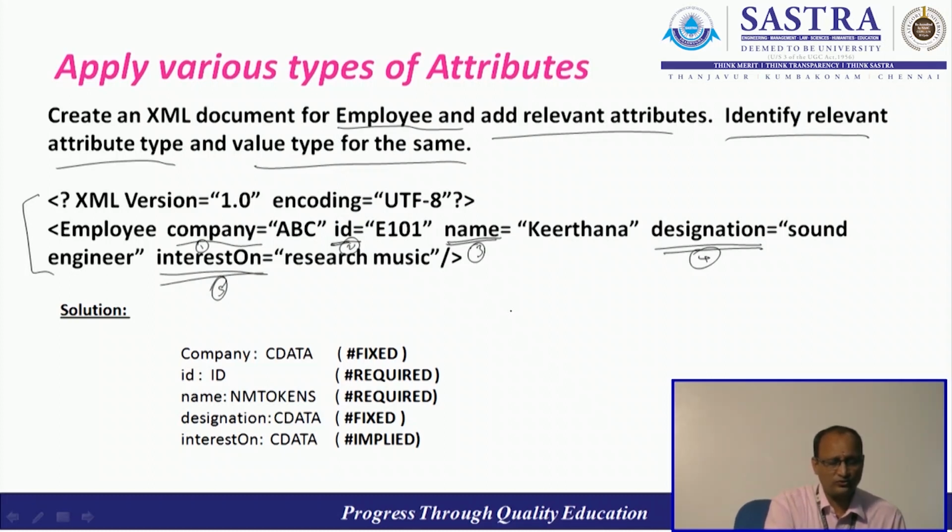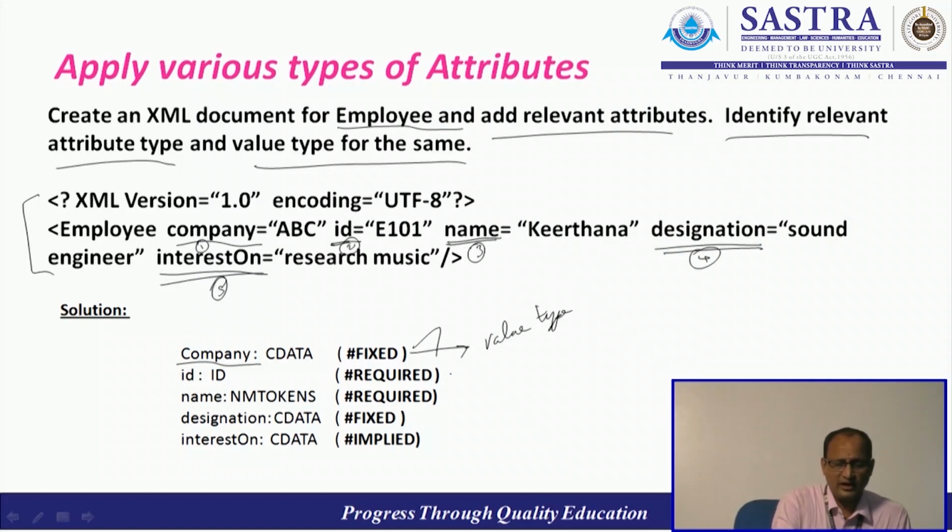Here I would like to go for company, the first attribute. For the company attribute, I would like to have a fixed value. All employees should enter the same value. Other than that value, no values are possible. In that sense I can go for fixed. This is the value type for an attribute.